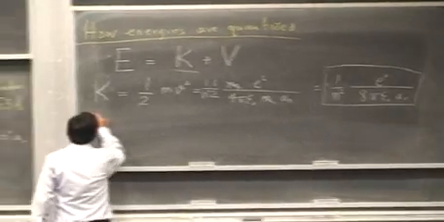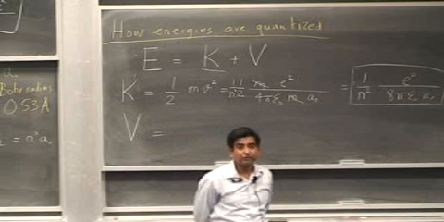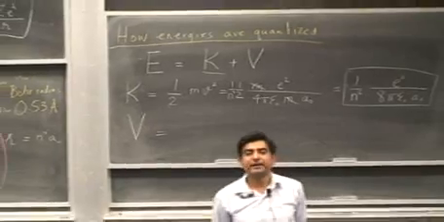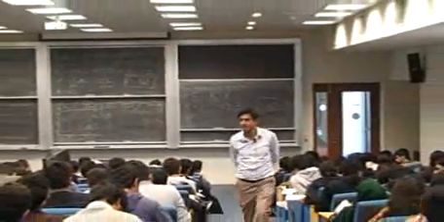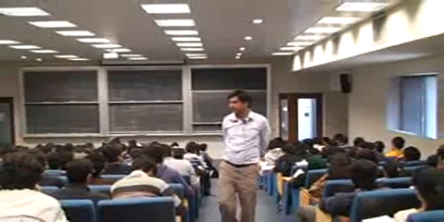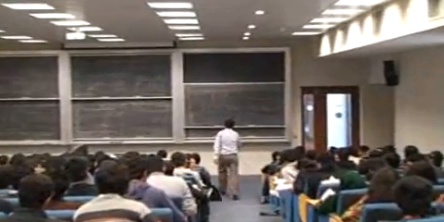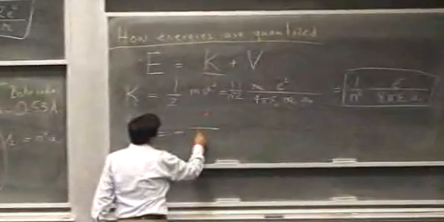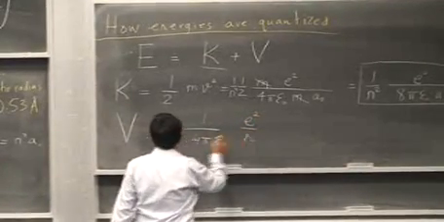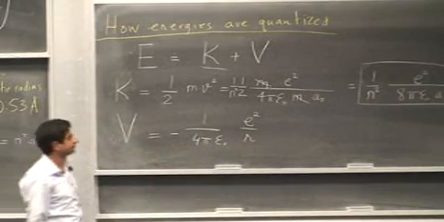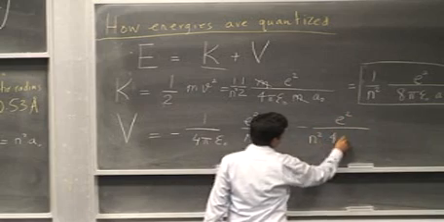Now let's talk about the potential energy. Could you tell me what the potential energy is going to be, because we've already looked at it in one of our classes. The electrostatic potential energy of the electron, with a minus sign. So the potential energy is going to be minus 1 over 4 pi epsilon naught e squared over r. And r is given by n squared 4 pi epsilon naught a naught.